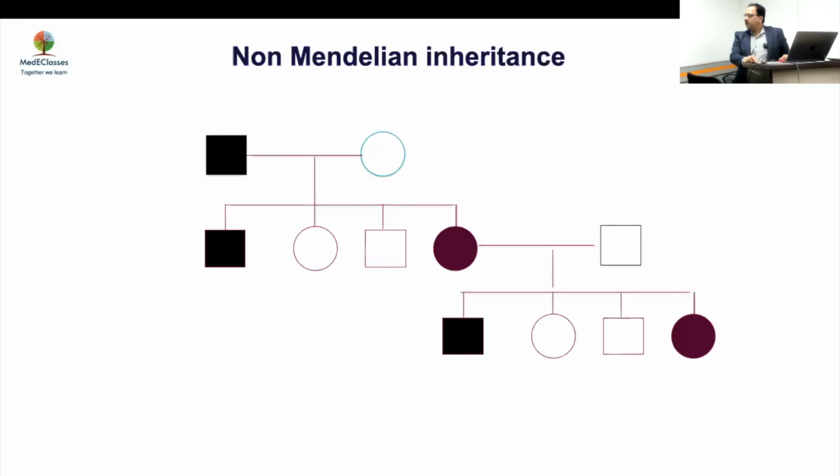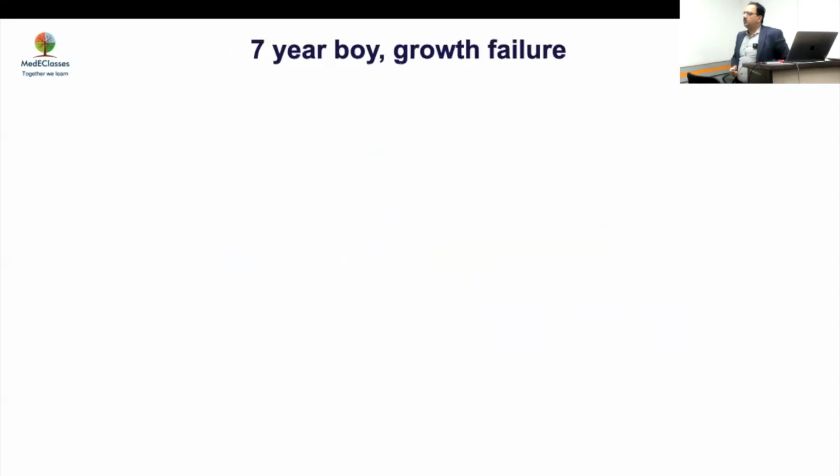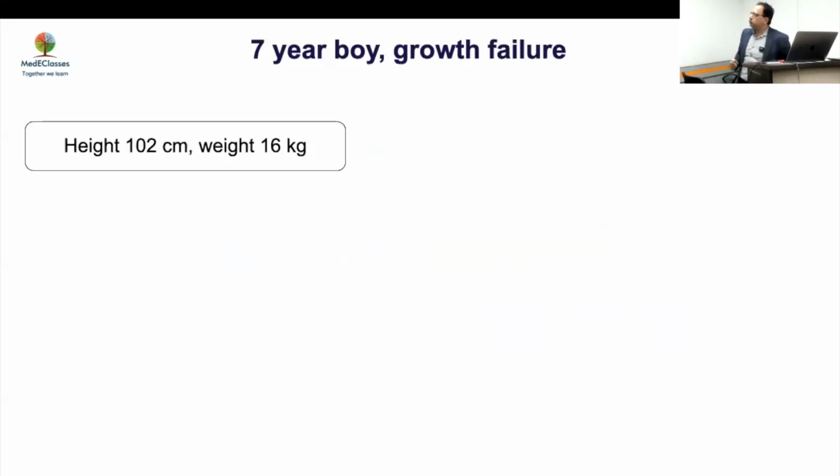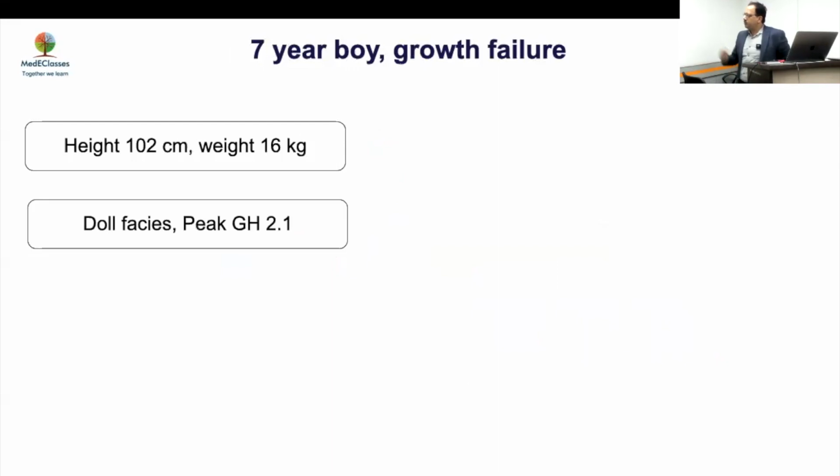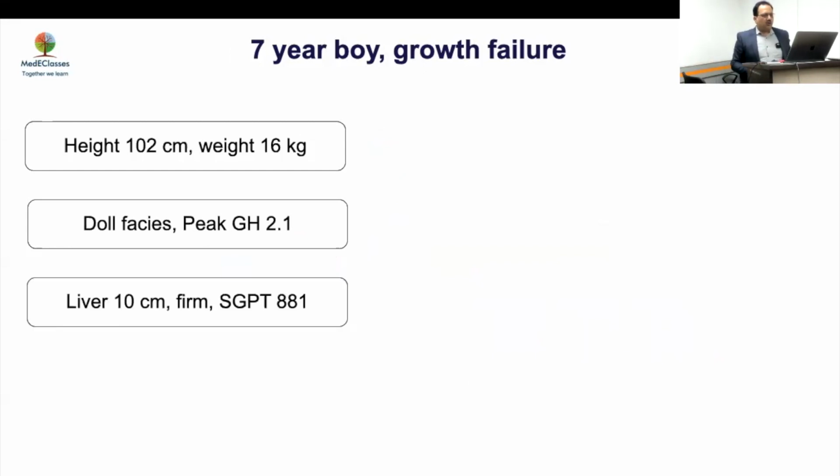What do you think? So this person is severe, this is mild disease. So this is basically dependent upon different other factors. So it can be an expressivity issue. 7-year-old boy, now this is a different thing altogether. He presented to us with growth failure, doll facies, peak growth hormone was low, he had hepatomegaly, SGPT was high.